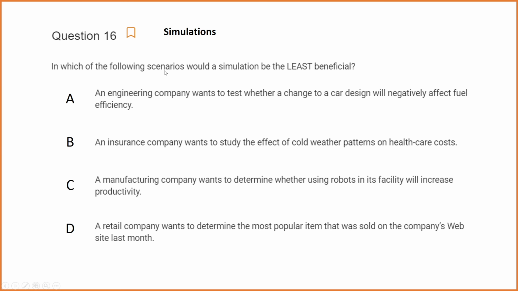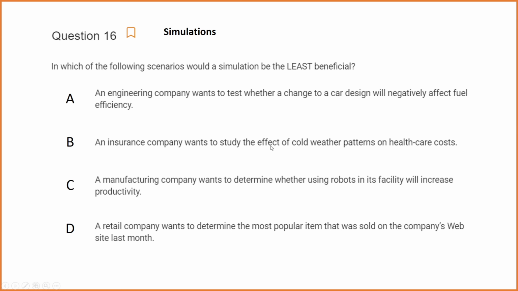In this case, we're testing out some scenarios to see which is the least beneficial, right? Generally we do simulation for things that are really difficult to do in real life, not for things that we could just easily do in real life. Here, an engineering company wants to test whether a change to car design will affect fuel efficiency. That's great to do a simulation on because if you have to redesign your car, build the car, then go and test it, that involves a lot of extra work. So it's easier to do that in software than in real life.